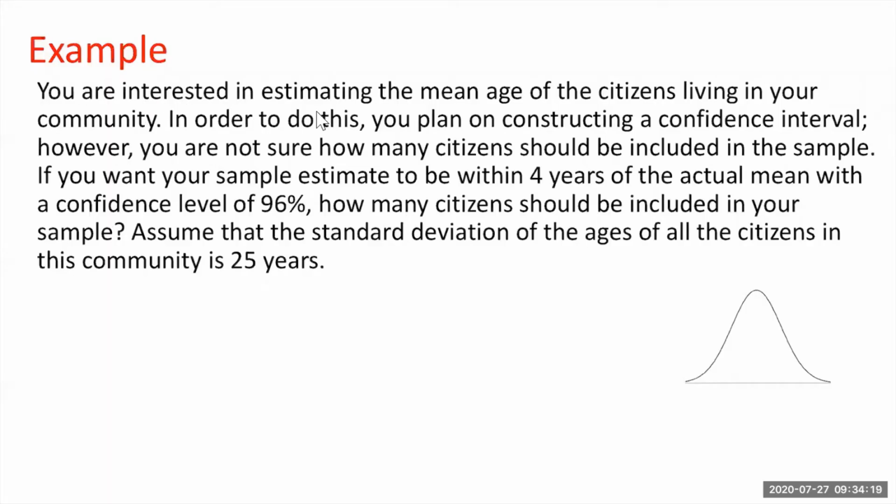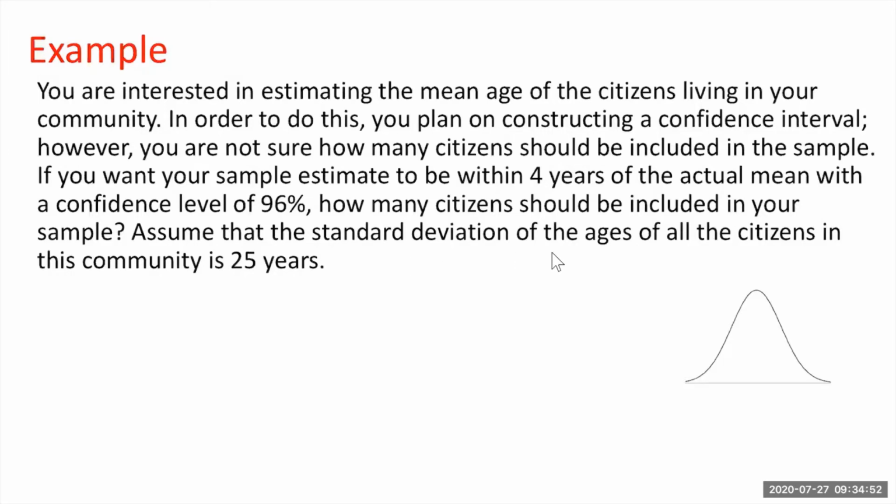You are interested in estimating the mean age of the citizens living in your community. In order to do this, you plan on constructing a confidence interval. However, you are not sure how many citizens should be included in the sample. If you want your sample estimate to be within 4 years of the actual mean, with a confidence level of 96%, how many citizens should be included in your sample?